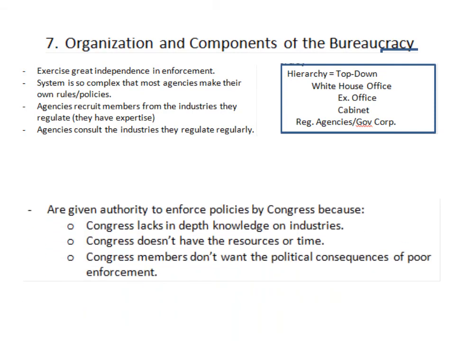Congress gives the bureaucracy the authority to enforce these regulations because, first, many members of Congress lack the in-depth knowledge about the industry to be able to regulate it. Also, Congress has a lot of other things going on, and they don't have the time or resources to go out and actually implement their own policies. Finally, Congress members have to go up for re-election. They don't want the political consequences that might come with a perceived poor implementation of a policy.